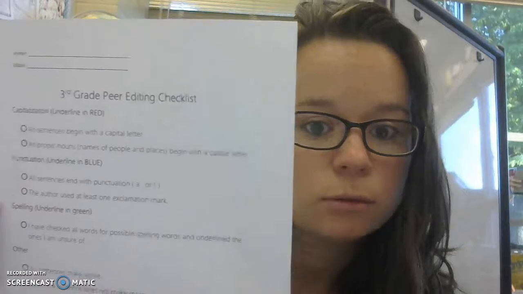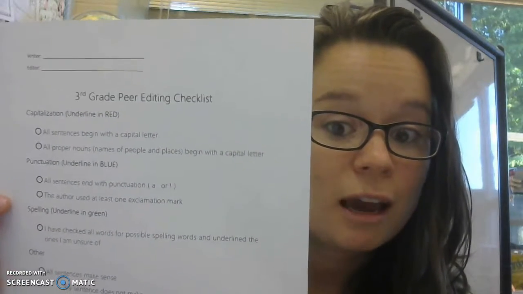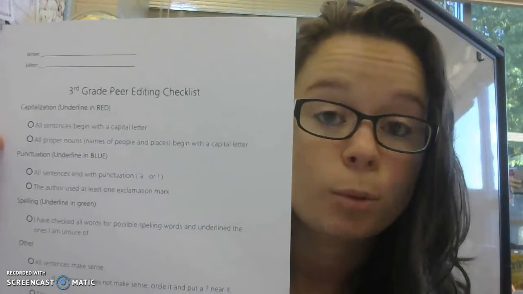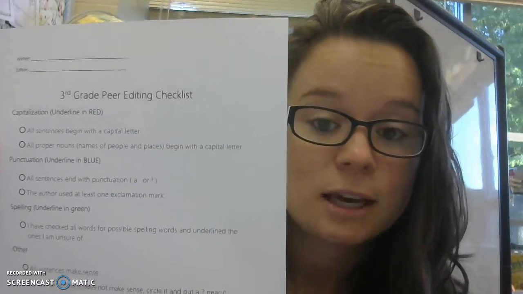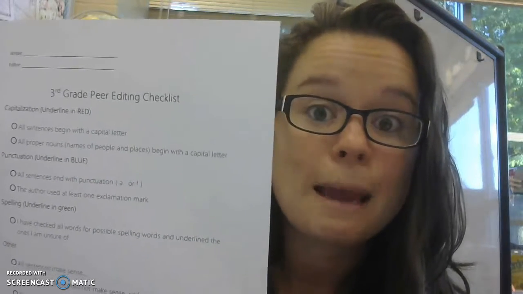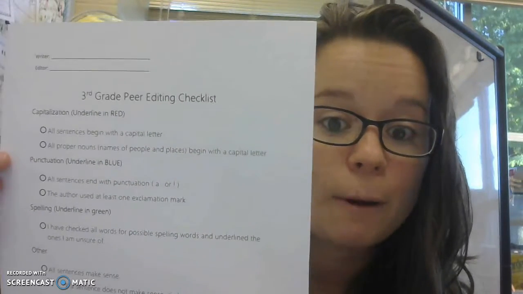So capital letters should be in red. And you're also checking if they gave their animal a name, it should be capital. All names are proper nouns and they need to be capitalized. The names of places, if they list the country that their animal lives in, it must be capital. It is a proper noun.